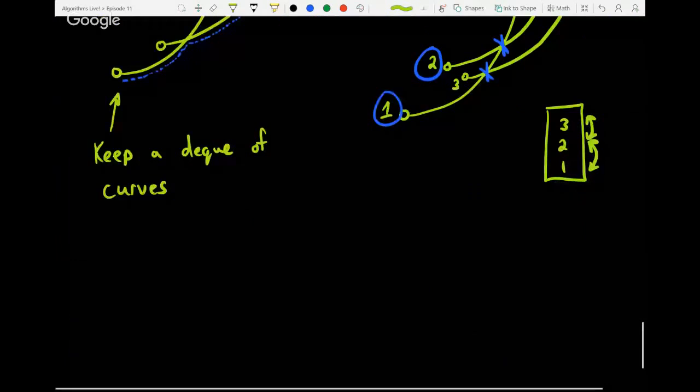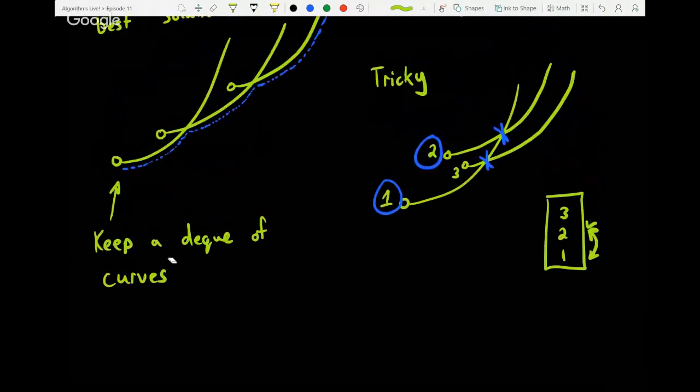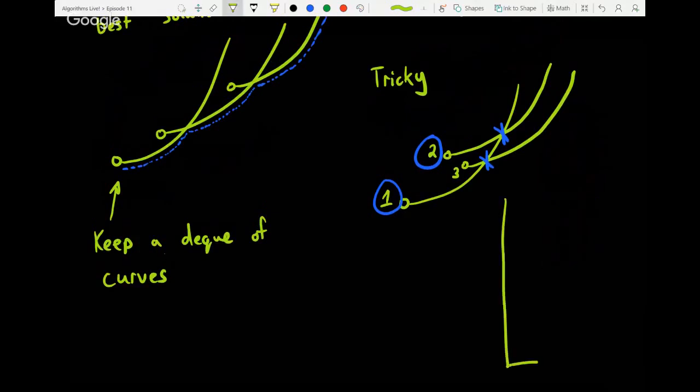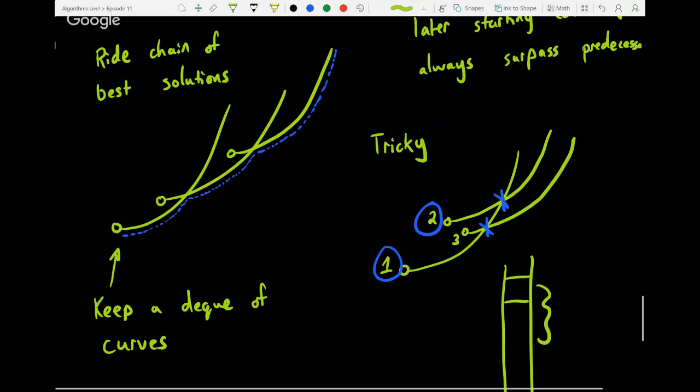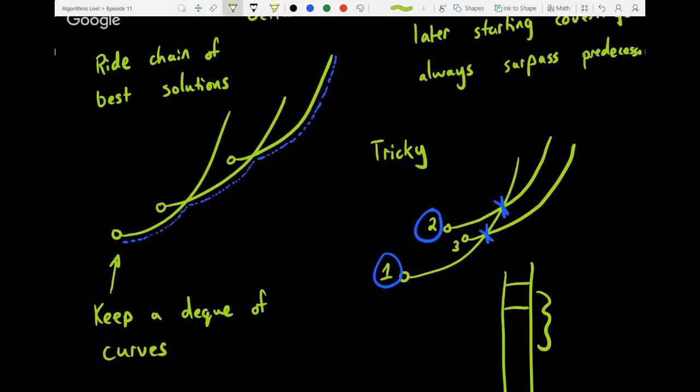So this is where we end up coming up with a deck. I'm going to be putting things on top of this data structure. So it's a double-ended queue. You can think of it like a stack, but I'm allowed to remove things from the bottom of the stack as well as the top of the stack. And I'll be checking to make sure that these times right here end up basically forming this nice chain of best solutions.